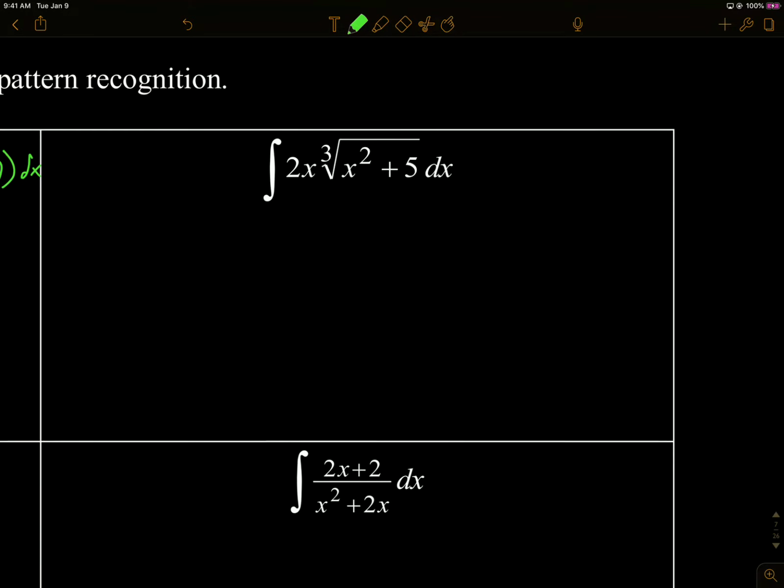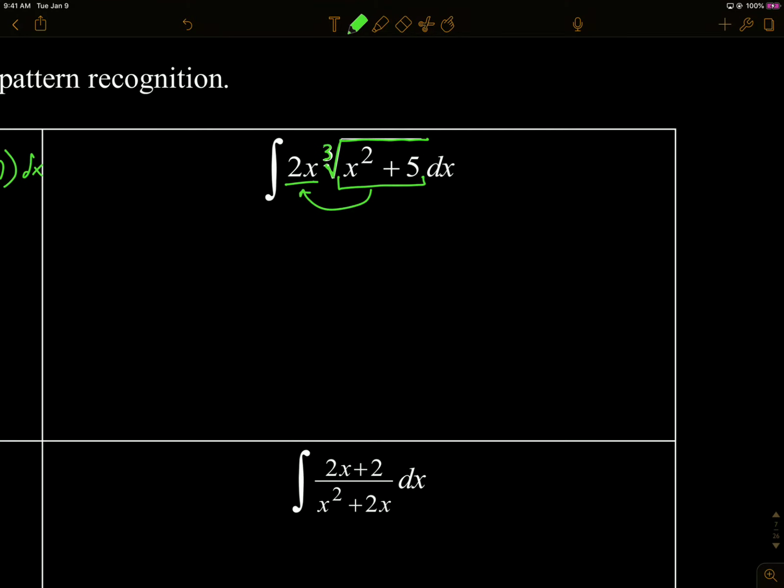So let's take a look at this next one. We notice that the 3 is not on the x. The 3 is on the square root, so it's really the cube root. And then this is just a 2x. We notice the inner function is x squared plus 5. The outer function is the cube root, but the inner function is x squared plus 5. And the derivative of the inner function is right there, 2x, right? So we know that this is a chain rule in reverse.